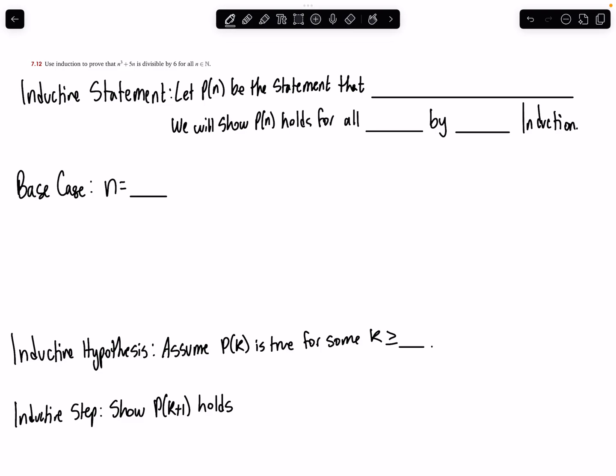Hi, my name is Jahan, and today I'm going to show you how to use induction to prove that n cubed plus 5n is divisible by 6 for all n in the natural numbers.